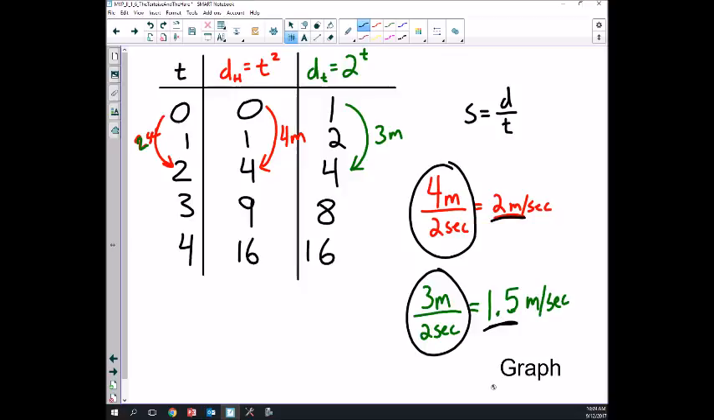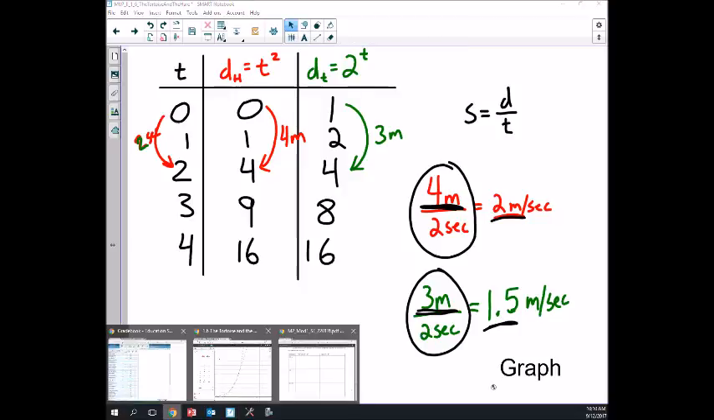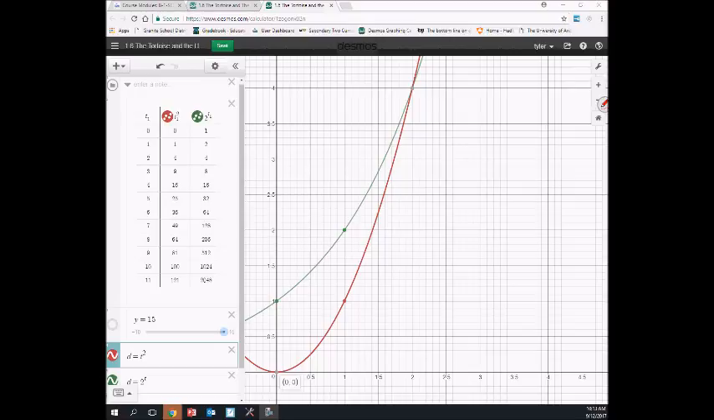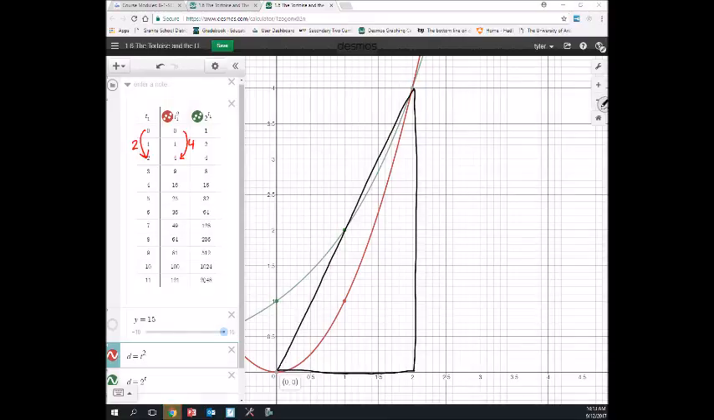The change in the d value is represented by the rise, and the change in the t value is represented by the run. So if we go back to our graph, just as in the table we saw that the hare went 4 meters in 2 seconds, we can see on the graph that they went 4 meters in 2 seconds, and that gives us a slope of 2 meters per second.